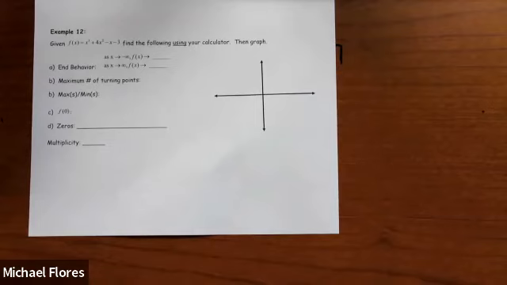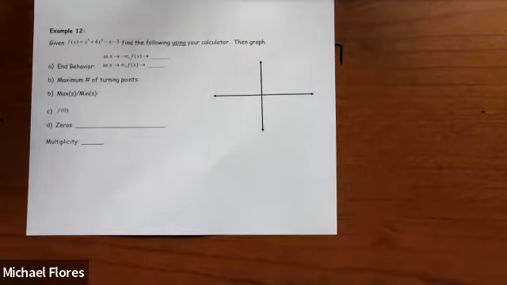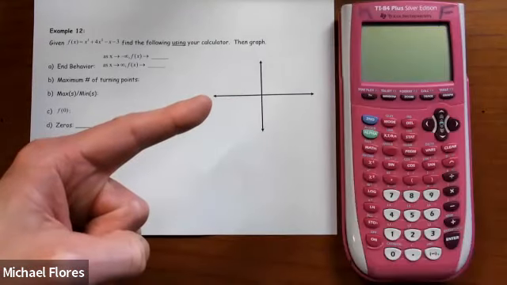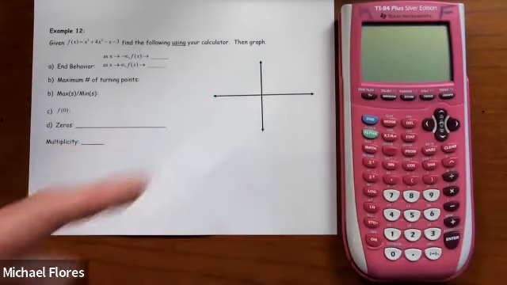Whoa, I was recording that whole time. And we're back. Example 12. Find the following using your calculator. Why does it want us to use our calculator? I don't know. We're about to find out. Wait, where is my calculator? Alakazam. Poof, there it is. Bet you didn't know I knew magic.